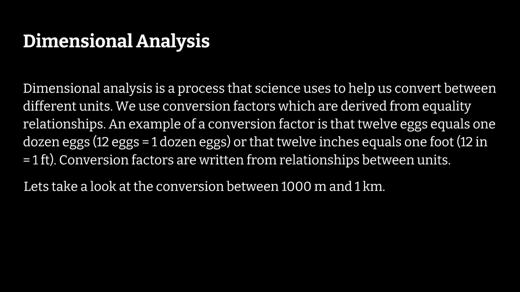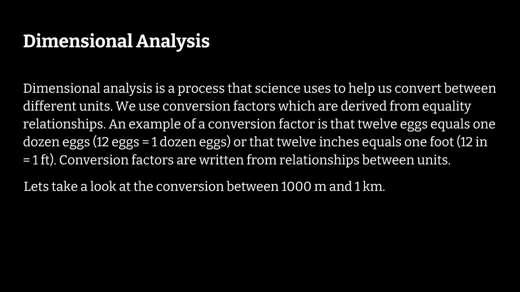We're going to be talking about dimensional analysis. Now, dimensional analysis is a process that we use in science to help us convert between different units. For chemistry, what we're really going to be looking at is converting the grams of our reactants to the grams of the products, or essentially trying to figure out how much of a product we're able to make given what we have.